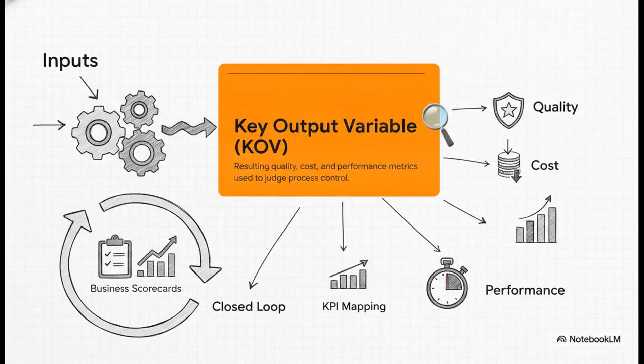And finally, we hit the third tier, key output variables, or KOVs. This is where you tie those inputs and processes directly to the resulting quality, cost, delivery, and performance metrics. These are the hard numbers leadership actually uses to judge if a process is in control. Plus, they link directly back to the business scorecards through master KPI mapping tables, so it beautifully closes the loop.